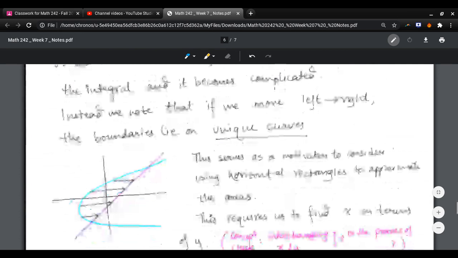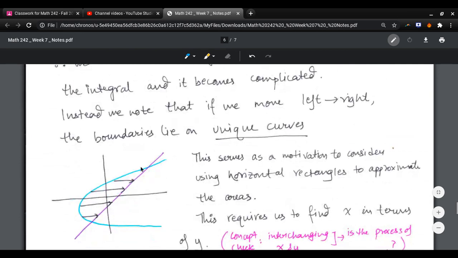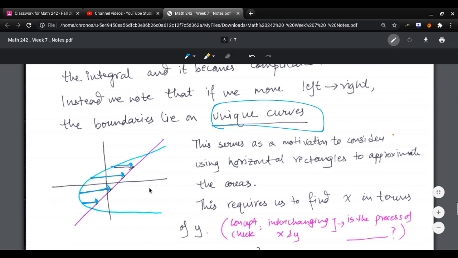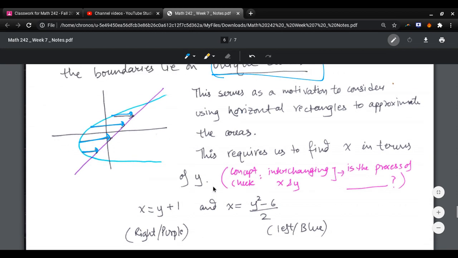Instead, what we note is that if instead of moving up to down, we move left to right, the boundaries lie on unique curves, right? If I move this way, I notice that my left end point is always on the blue curve and my right end point is always on the purple. So this is a motivation to consider using horizontal rectangles to approximate the area.